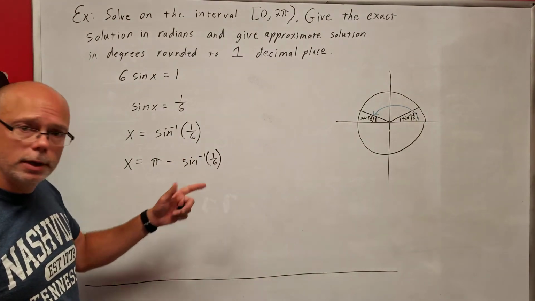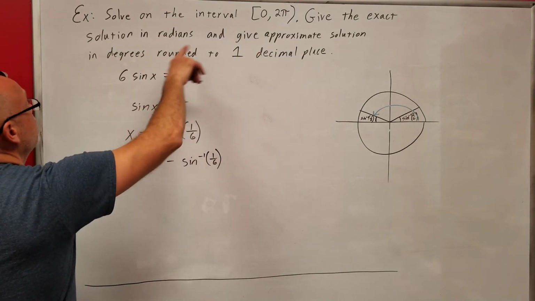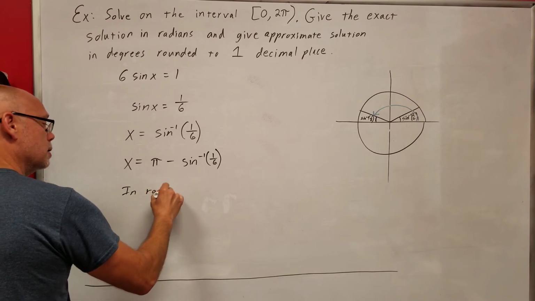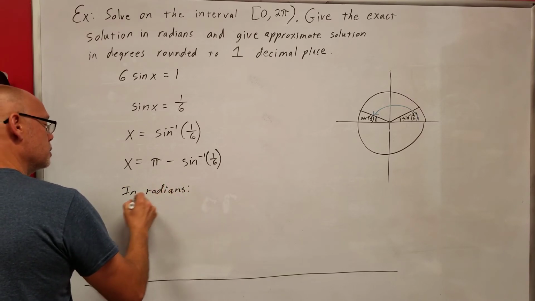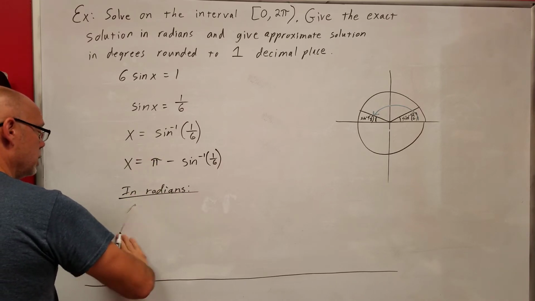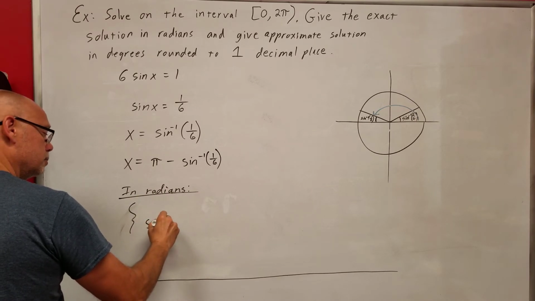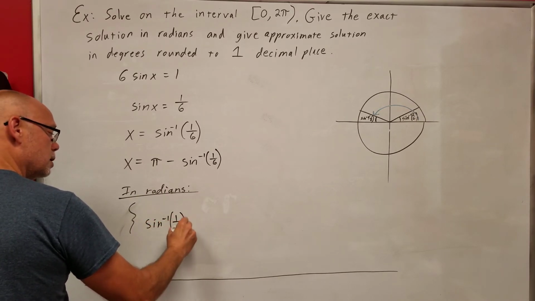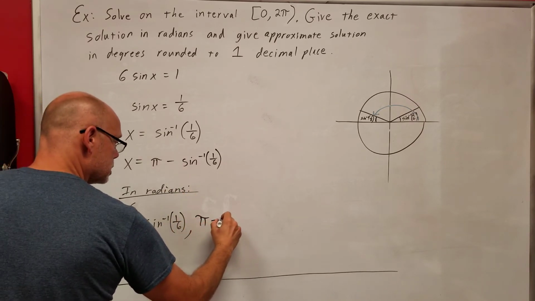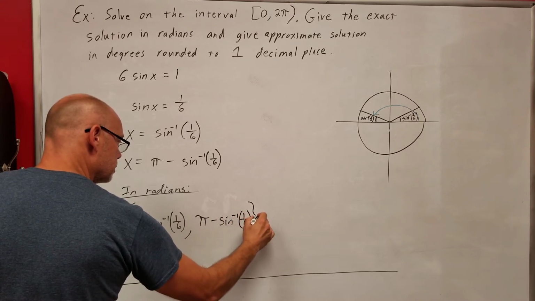They're not pretty, but that's exact, okay? So it wants me to solve on that interval and give the exact solution in radians. So in radians, my exact solution from 0 to 2 pi is going to be, now let me write solution set notation like they do, the inverse sine of 1/6, and this one, pi minus the inverse sine of 1/6.